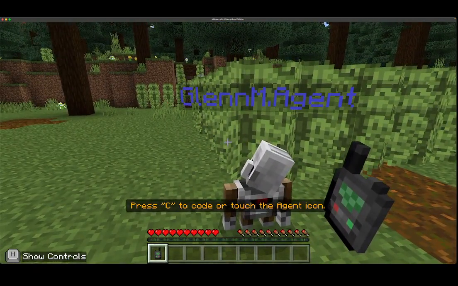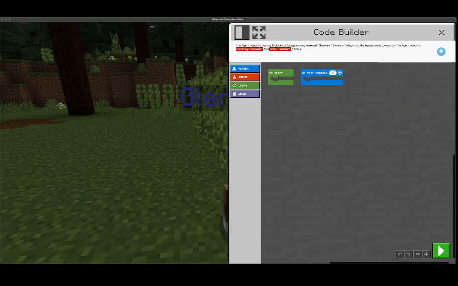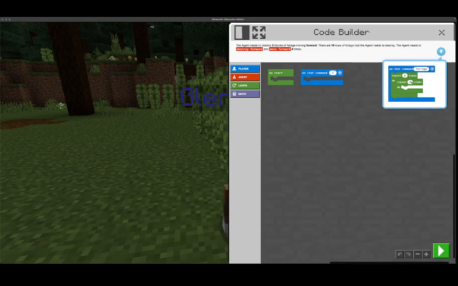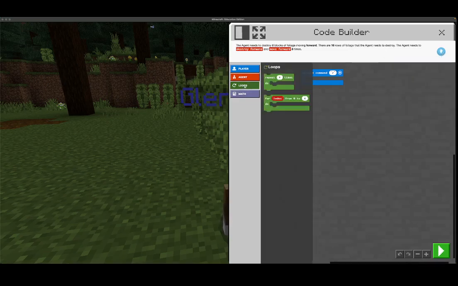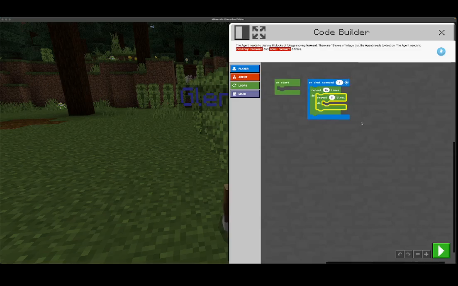And so when we go into the code, it gives us a hint. It says 8 by 8. So the agent needs to destroy 8 blocks of foliage moving forward. Okay. There are 16 rows of foliage. So that's what it is. So it's 8 by 16, so it's 16 lots. And then, so 16 times, and then it's going to be 8 movements of destroying forwards and then moving forwards.